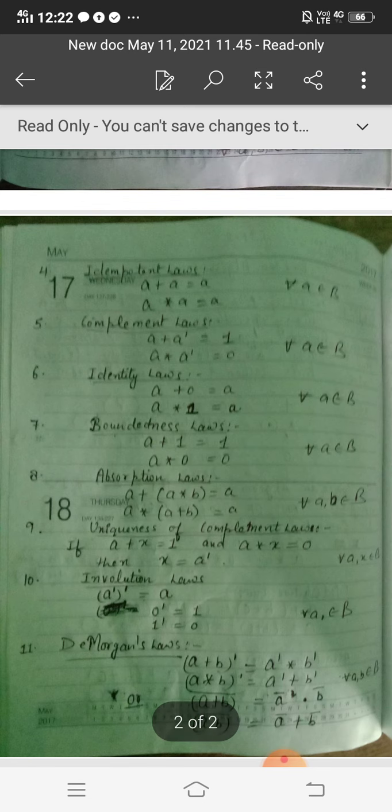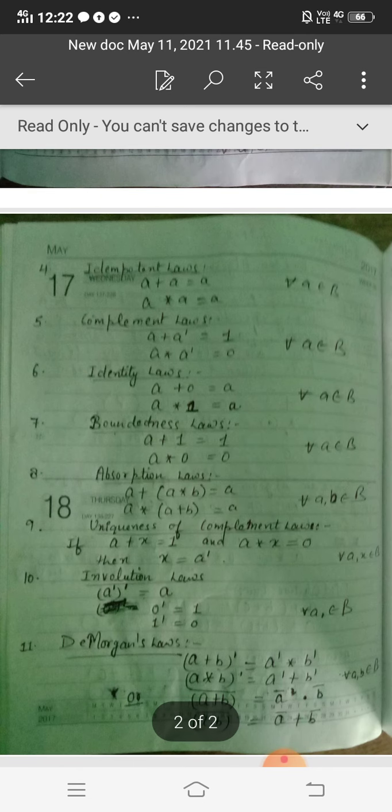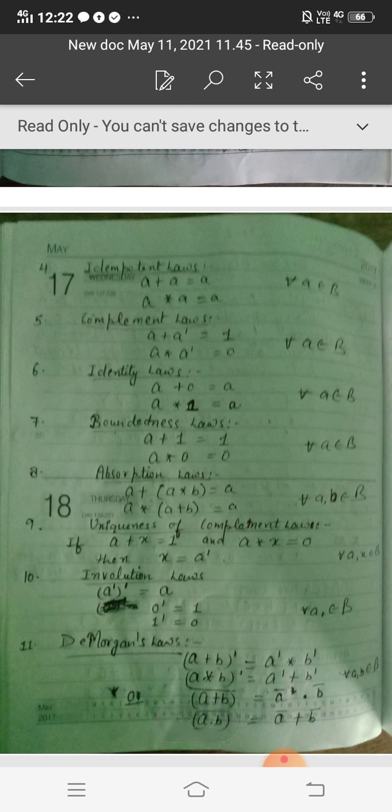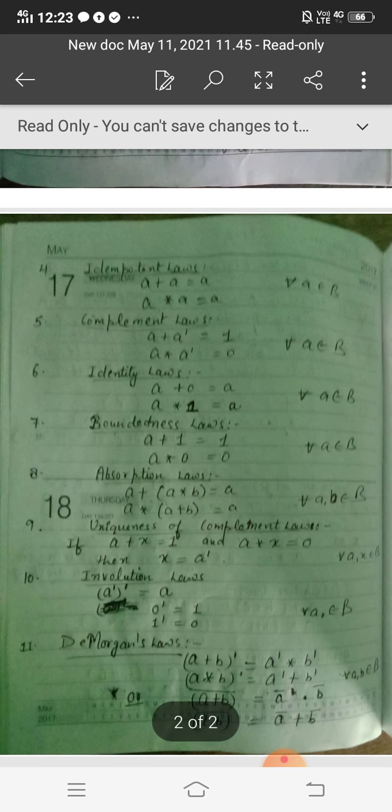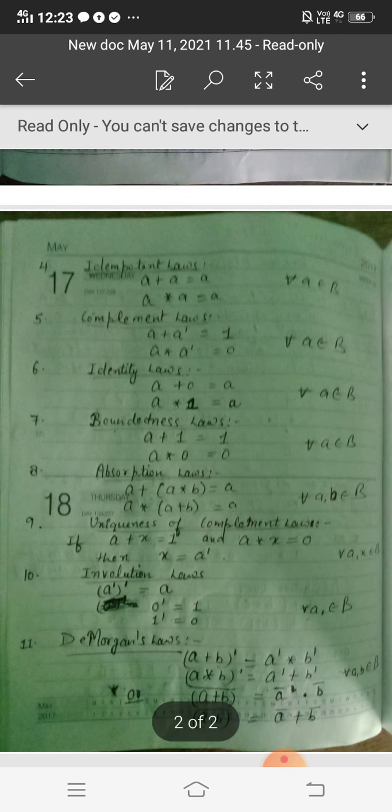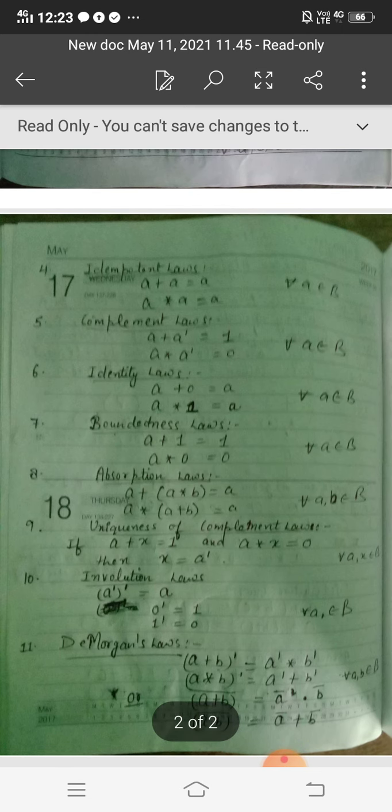Identity law, boundedness law. In both the laws we will use identity elements 0 and 1. Identity law: a + 0 = a · 1 = a, means the alphabet will come in the answer. Boundedness law: the identity element will come in the answer. a + 1 = 1, a · 0 = 0. So both are reciprocal of each other for all a belongs to B. But you have to learn the answer. In boundedness law, the identity element will be the answer: a + 1 = 1. In identity law, the alphabet will be the answer: a + 0 = a.